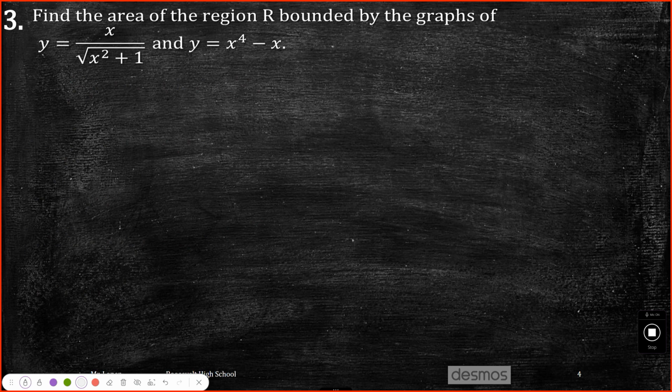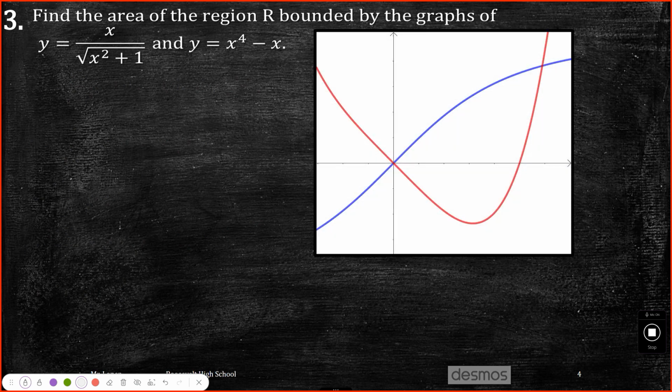So now we're going to use our calculators. Here, you can't really do this by hand. How are you going to find where they cross each other? Find the area of the region R bounded by the graph. So that and that. And there's the graph, and there's no way to know where they cross each other. And how would you know which one is the top one and which is the bottom one? Yeah, that's the problem here.